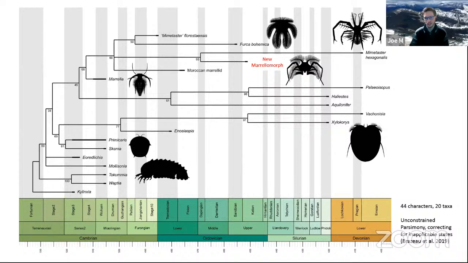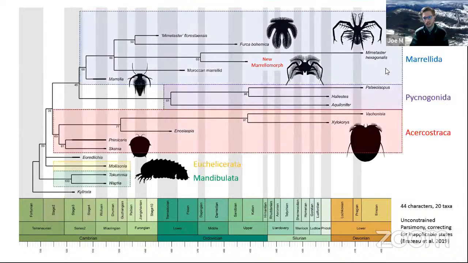So firstly, the new morellomorph appears as the sister taxon to Mimetaster hexagonalis from the Devonian Hunsrück slate in all of our trees. And this kind of makes sense with stratigraphy because they're both our youngest known morellid taxa. We also recovered monophyletic Morellida and Acircostraca, but in some of our trees, we found this interesting result with pycnogonids clustering close to the morellids, which you might say is kind of crazy and surprising.